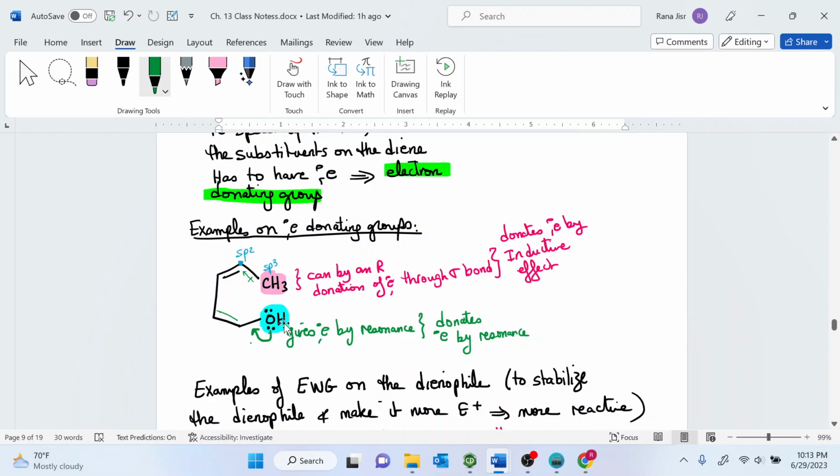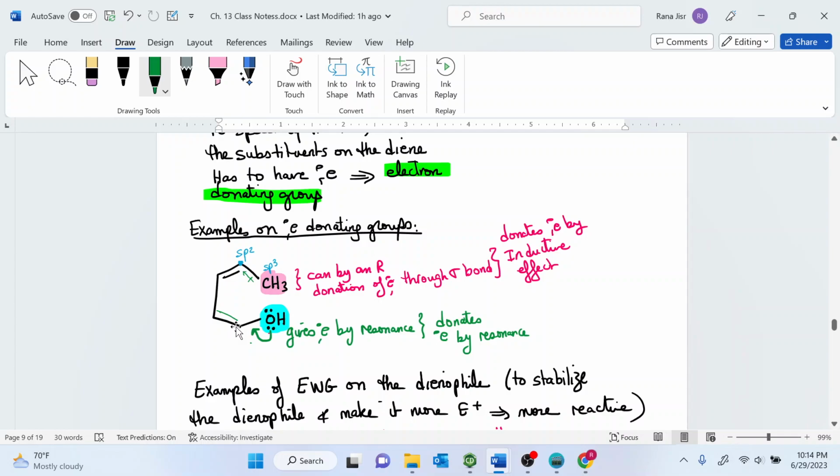Another example of an electron donating group is a heteroatom with a lone pair, like oxygen or nitrogen in there. This is going to donate electrons by resonance. This here donates electrons by inductive effect. There is no lone pairs. Here, since I have lone pairs, I can donate electrons by resonance. Donating electrons by resonance, again, is going to increase the nucleophilicity of this diene in there, make it more nucleophilic.